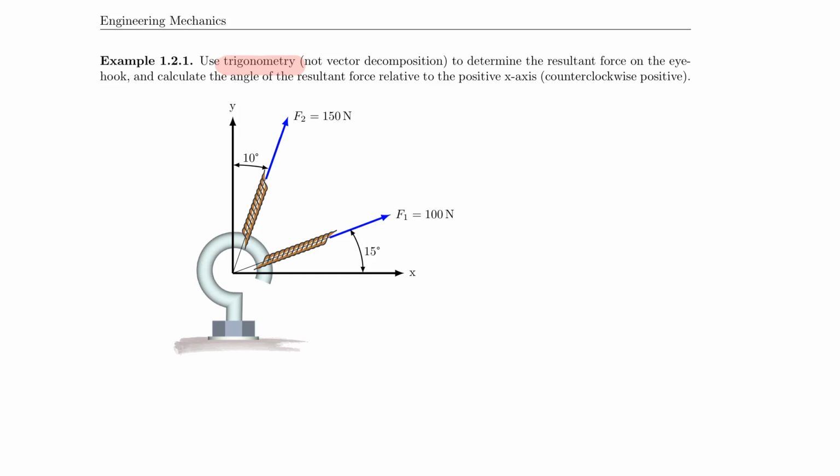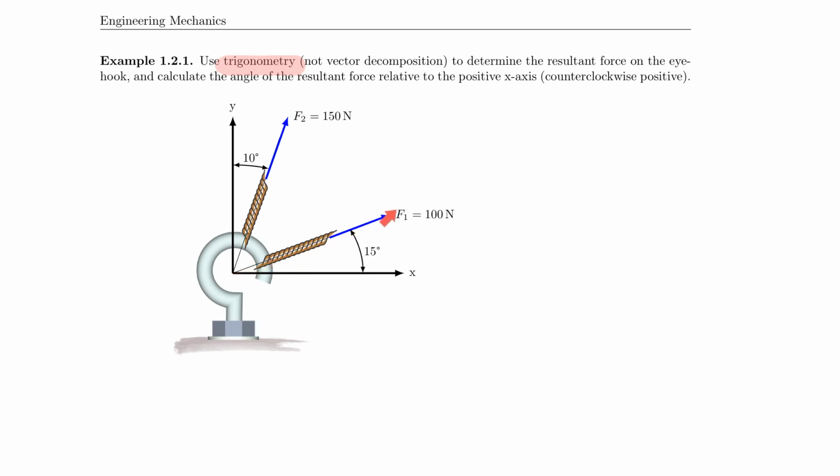For example, a lot of you probably would resort to vector decomposition, but please pay attention. This is definitely not allowed in this case, because we want to make sure that you are familiar with the technique that we need for this. So what are we supposed to do? We are supposed to determine the resultant force on the eye hook and the angle that that resultant force has. So let's take a look at that problem here.